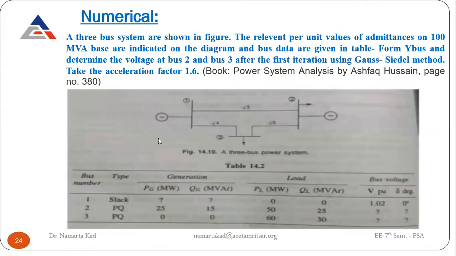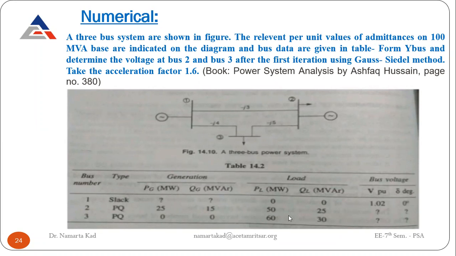And see one more numerical. A 3-bus system is shown in a figure. The relevant per unit values of the admittances on 100 MVA base are indicated on the diagram. So these values like here -j3, -j4, -j5, these are the admittance values. Okay. And determine the voltage at bus number 2 and at bus number 3 after the first iteration using Gauss-Seidel method, take the acceleration factor 1.6. Now we have to use this factor also, just check it.